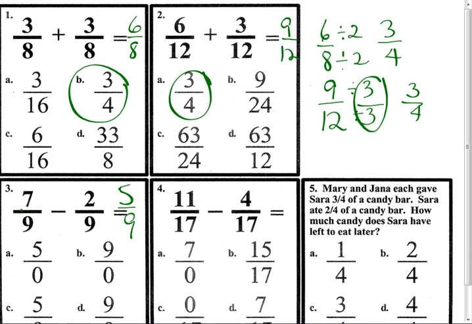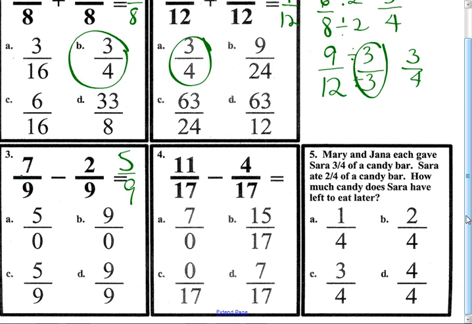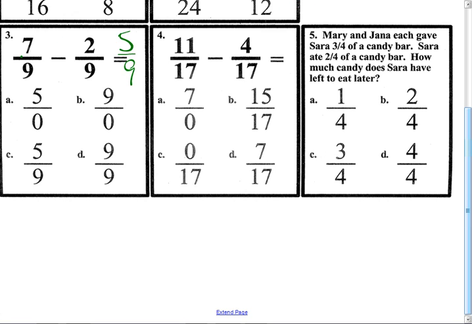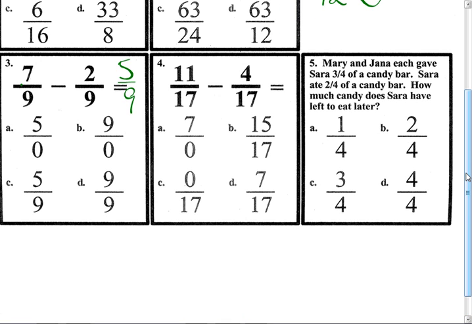So let's see, which answer is that one? I don't see it because I don't have my board up far enough. Okay, which one is that? Melissa, which one is that? A, B, C, D? That's 9/9. That's 5/9, because we're subtracting. Yeah, so there it is.